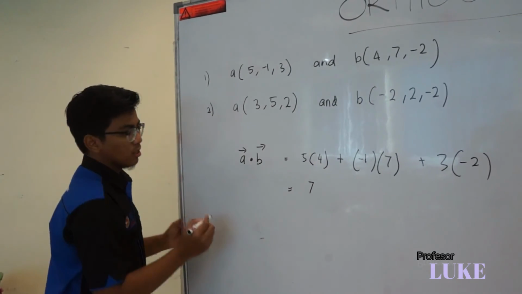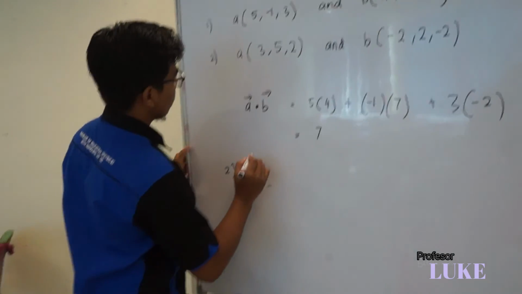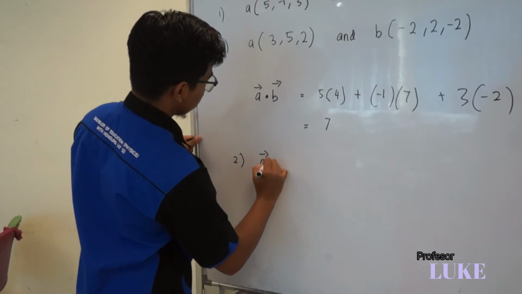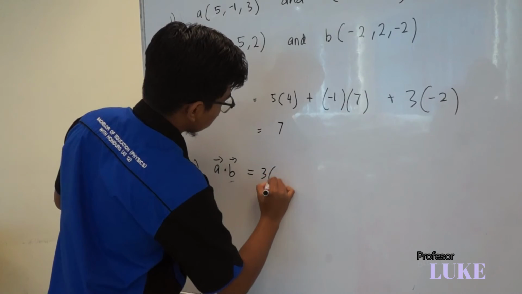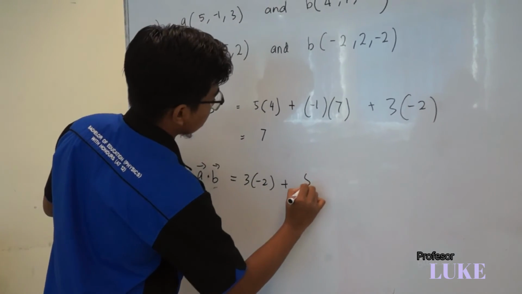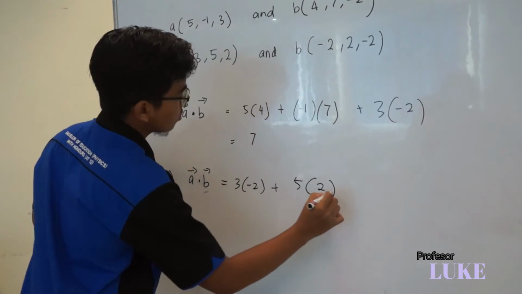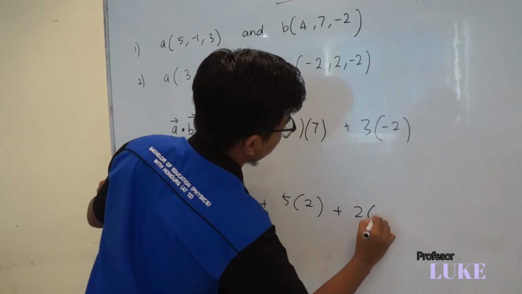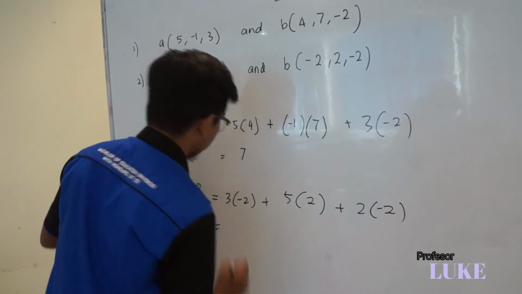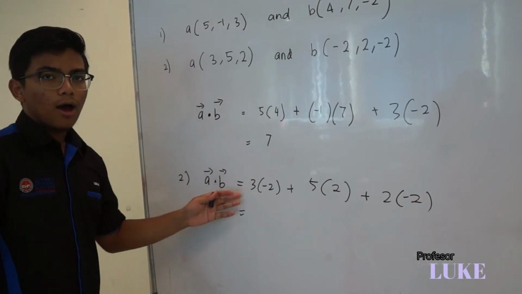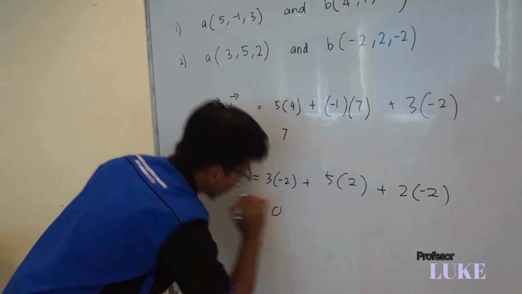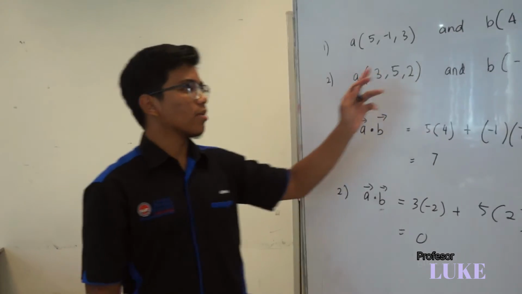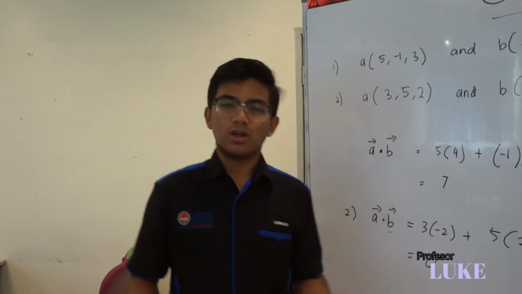Next, we move to the second question. We use the same step, the dot product also. 3 times negative 2 plus 5 times 2 plus 2 times negative 1 and negative 2 also. After we calculate, the answer that we got is 0. This means vector A and vector B for the second question are orthogonal.